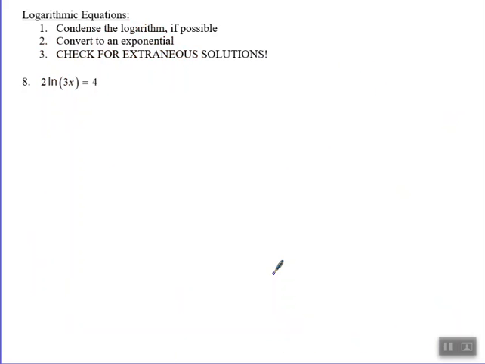Next, let's take a look at some logarithmic equations. One method that you can use for solving logarithmic equations involves condensing the logarithm, if possible, converting it to an exponential, and you have to remember to check for extraneous solutions. We did not have to check for extraneous solutions with the exponentials because the domain of an exponential function is all real numbers. Since the domain of a logarithmic function is typically 0 to infinity, not all values of x can work, so we have to double check for extraneous solutions.